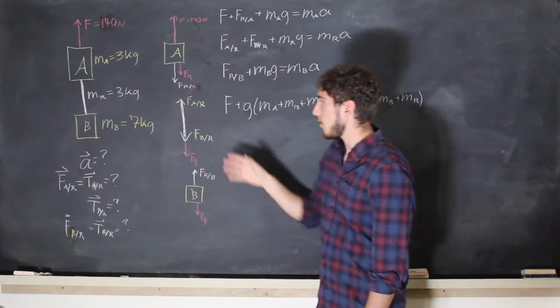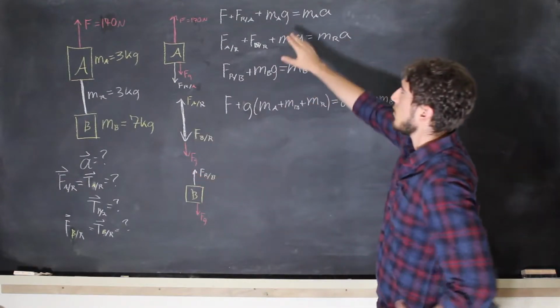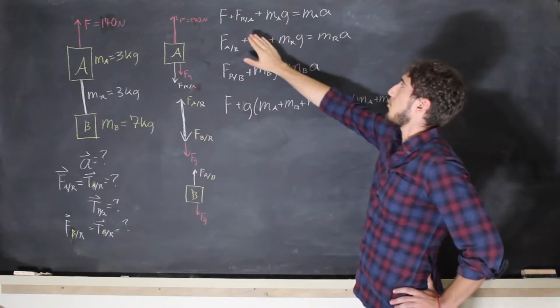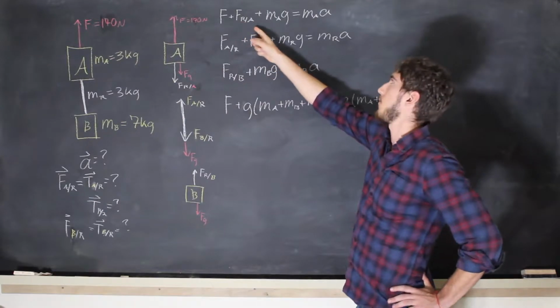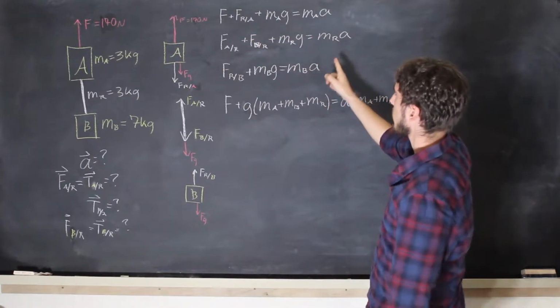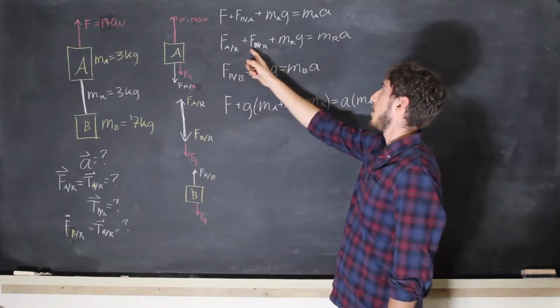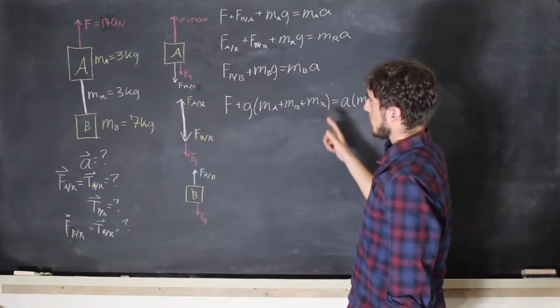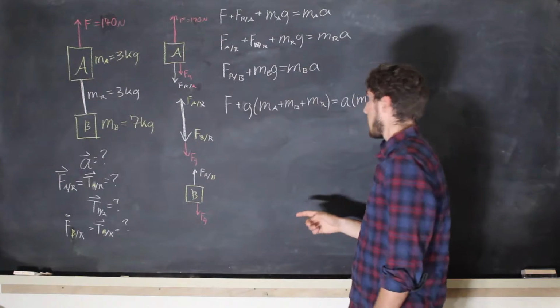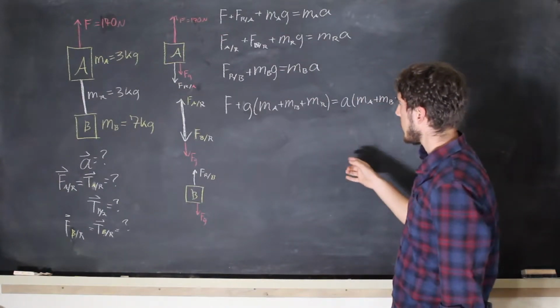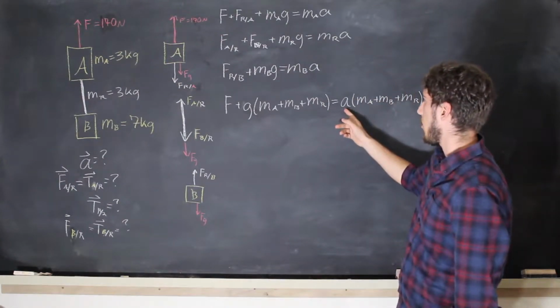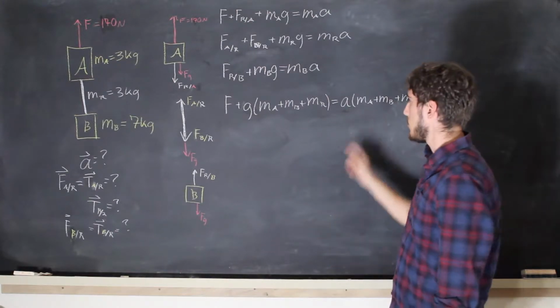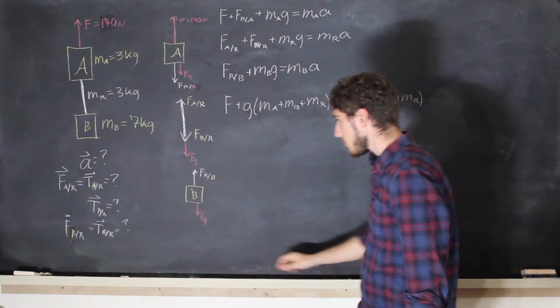Okay, so we want to solve for a. If we look at the first formula, we'll see that we have an unknown here: we don't know F of RA. For the second formula, we don't know F of BR. And for the third formula, we don't know F of RB. But the fourth formula doesn't have any unknowns, and it also involves a. So we'll use this one to solve for a.